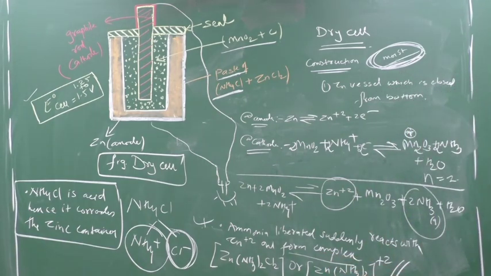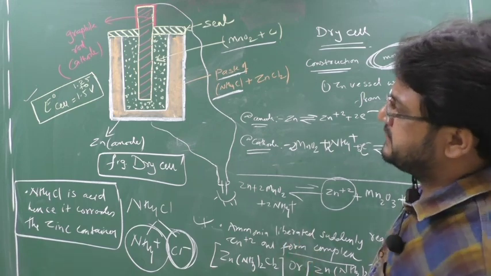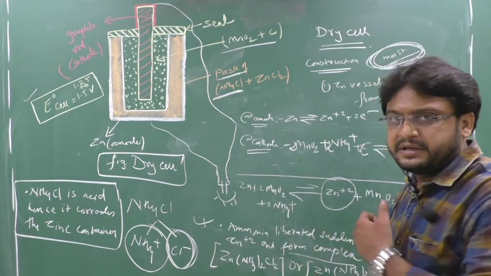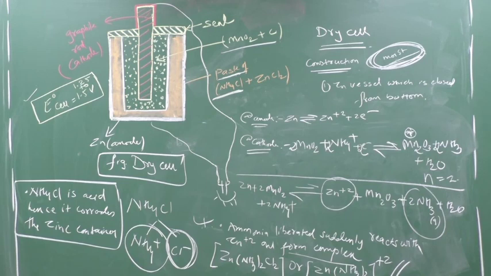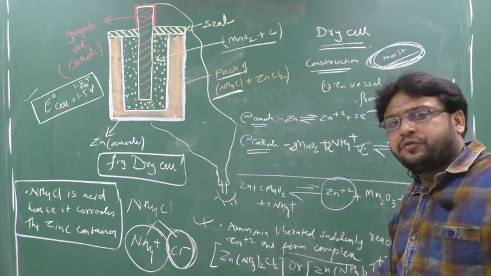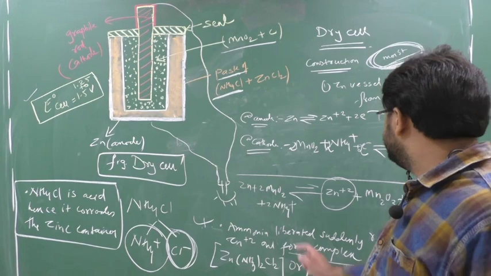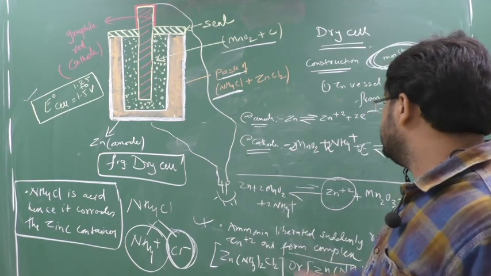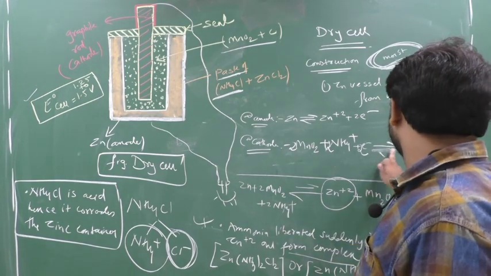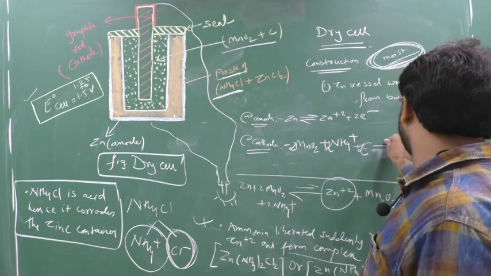Clear this part. Now one more thing I forgot to tell you. Why does it come under primary cell? This is one example of a primary cell. What do you mean by primary cell? A primary cell means a cell which cannot be recharged back on passing the electric current. Why is it so? See here, because of the MnO2. If you see this MnO2, this reaction is not possible back. This is an irreversible reaction.